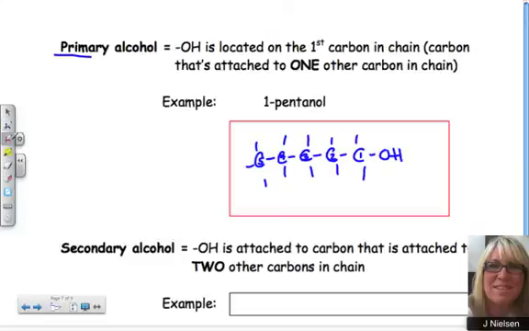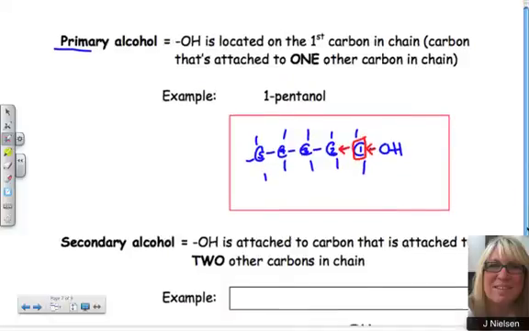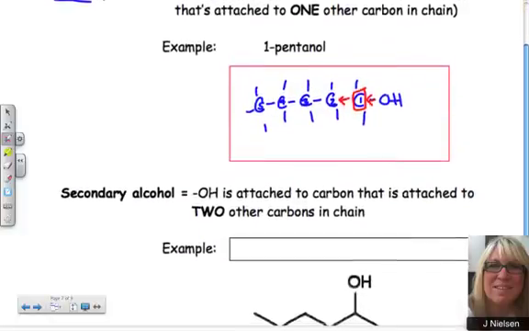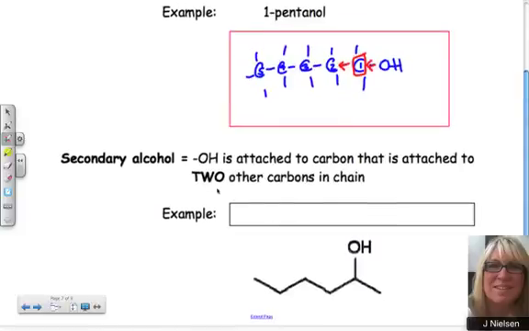Here, the OH is attached to a C, and that C is only attached to one other C. So that's what makes it primary. The OH is attached to a C, which is only attached to one other C. In a secondary alcohol, the OH is attached to a carbon that is attached to 2 other carbons.